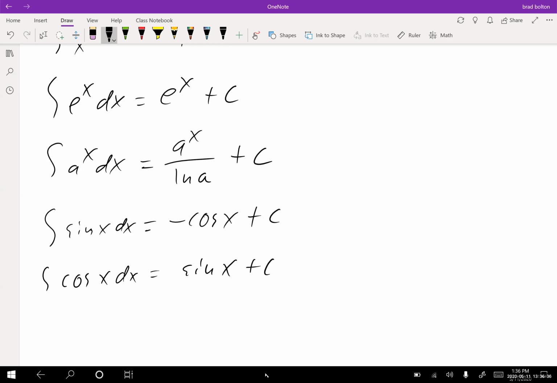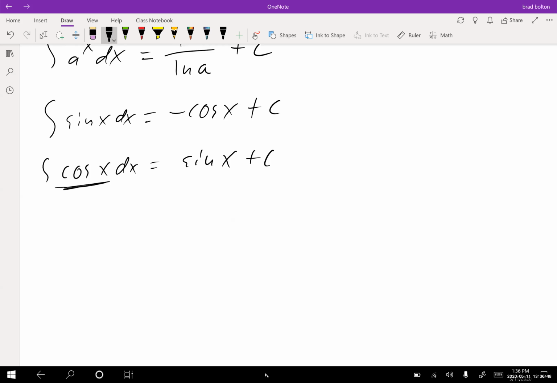And again, if you ever want to double check, take the derivative of this. What's the derivative of sine? Cosine, right? What's the derivative of a constant? 0. So this works fine, right? So you can always check whatever you say the antiderivative is by taking the derivative of it and seeing if you get back to where you started.